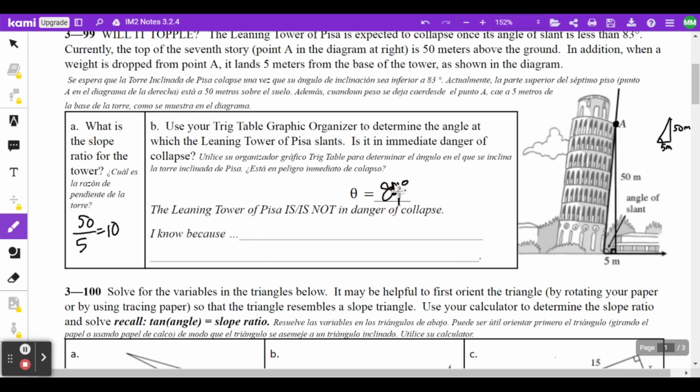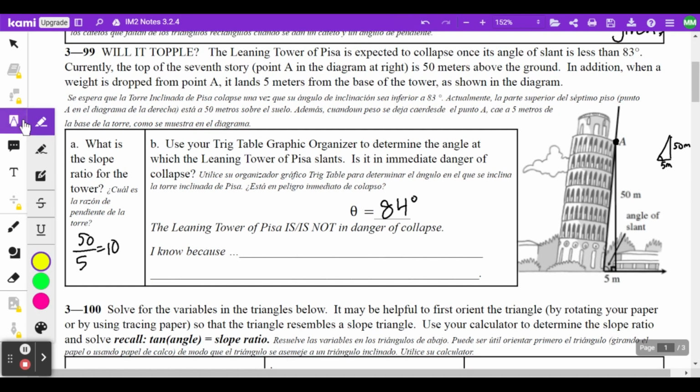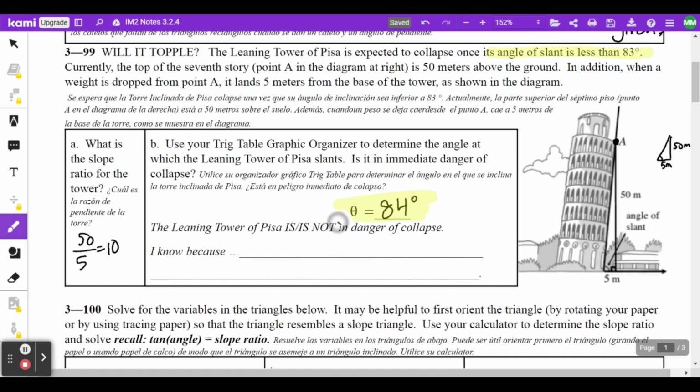And now we have to use this to answer an applied question. Is the Leaning Tower of Pisa in danger of collapse? Well, let me look back above. It's expected to collapse when the angle of slant is less than 83. 84 is not less than 83, so it is not in danger of collapsing.